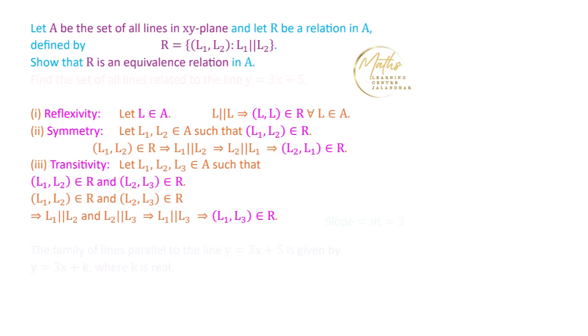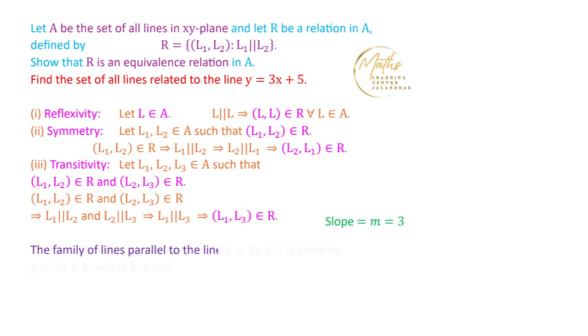Now the next thing we have to find in this question is the set of all lines related to the line y = 3x + 5. When we are talking about this line y = 3x + 5, the slope of this line is equal to 3. So we are interested in finding all the lines which are related to this line by this relation. It means we are interested in finding the lines which are parallel to this given line.